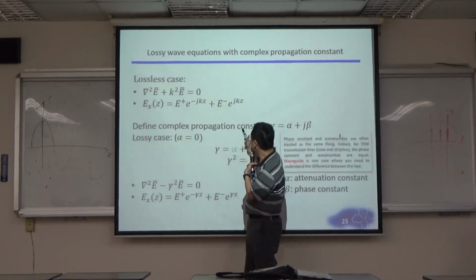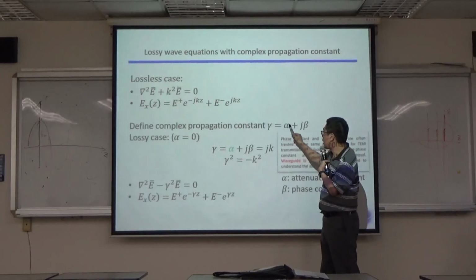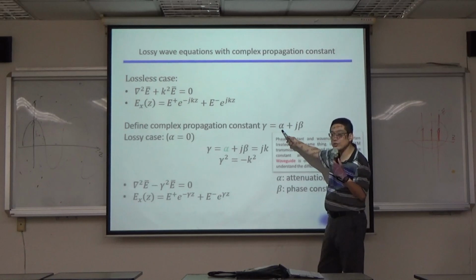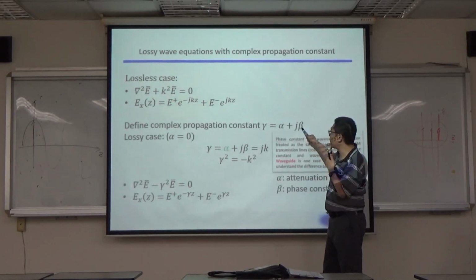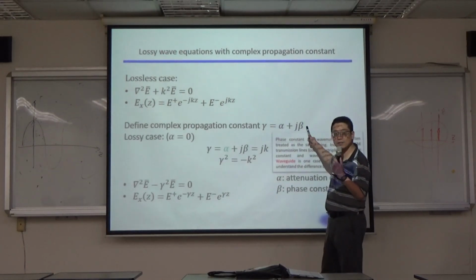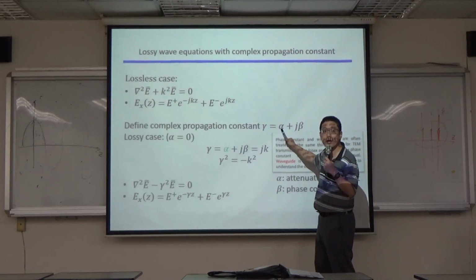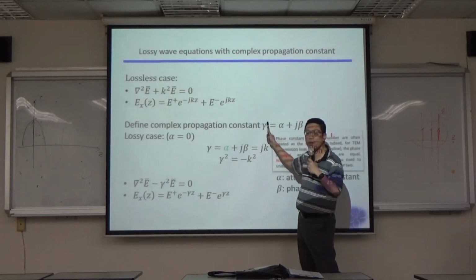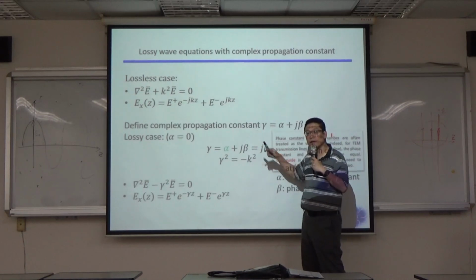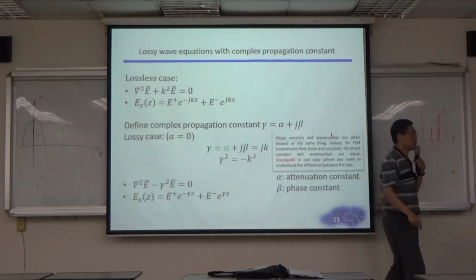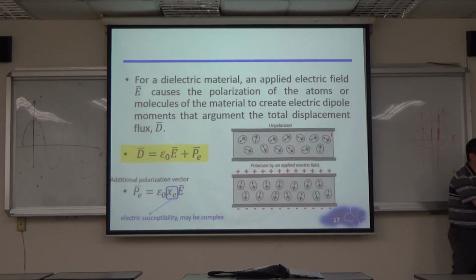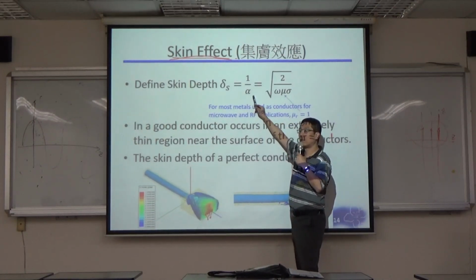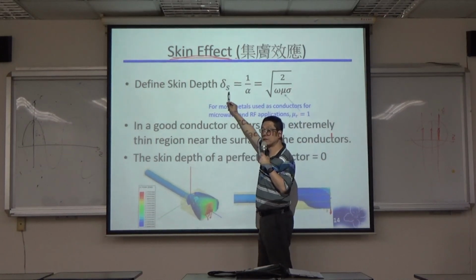So this is a complex propagation constant. Gamma is alpha plus j beta. We call this the attenuation constant, and this is the phase constant, because your beta will decide your phase, and your alpha will decide your attenuation. Attenuation plus j phase constant equals the total propagation constant. We already saw this alpha when dealing with the skin effect. This is the same alpha. 1 over alpha is the skin depth.